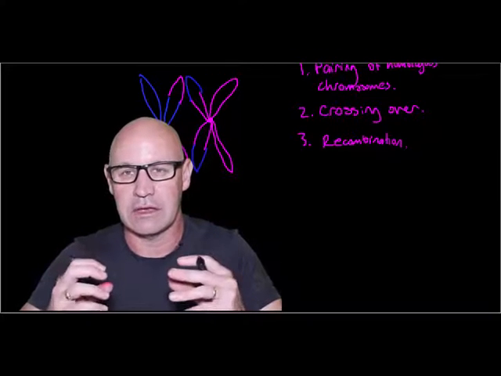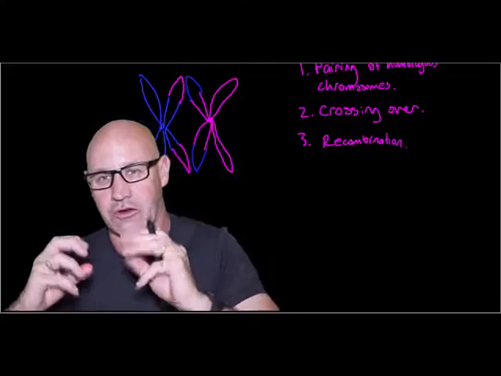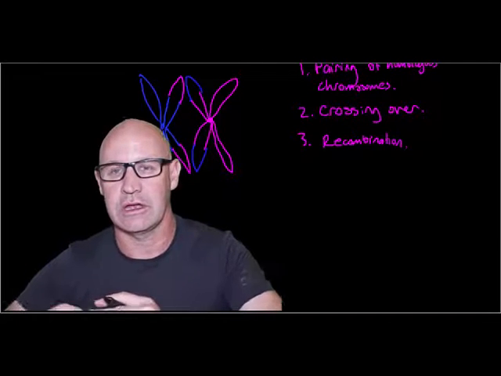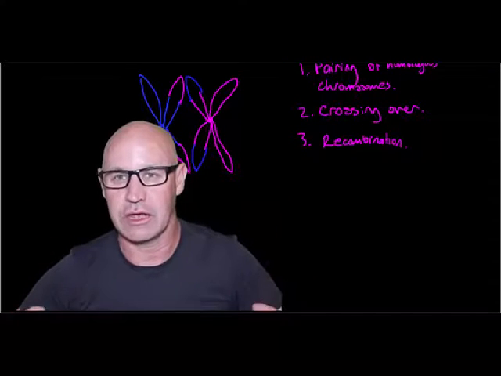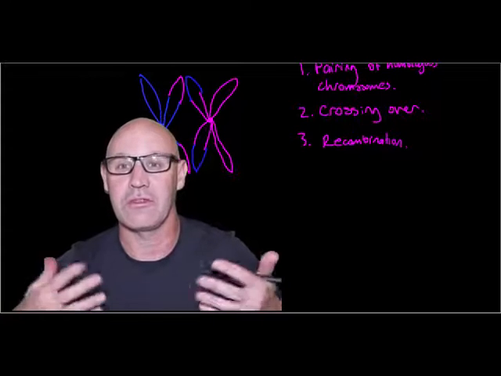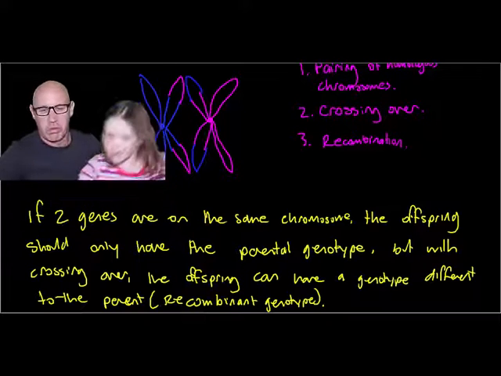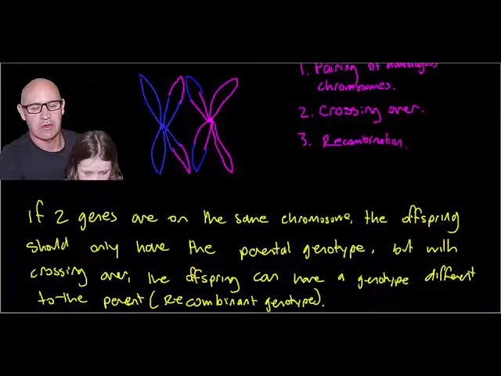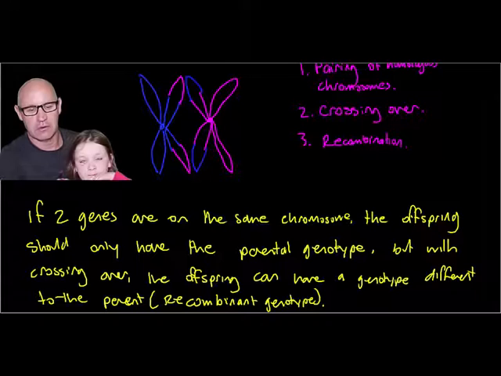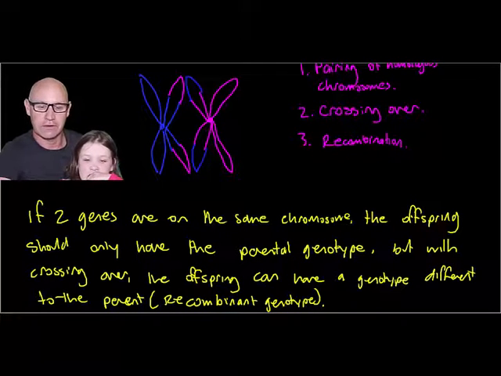It means that the 9:3:3:1 dihybrid cross phenotype ratio is another reason why that might not actually work out as theoretically predicted. Alright, so if 2 genes are on the same chromosome, the offspring should have the parent's genotype. But with crossing over, the offspring can have a genotype that's different to the parents.